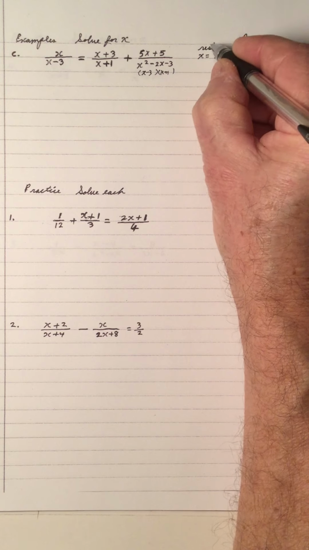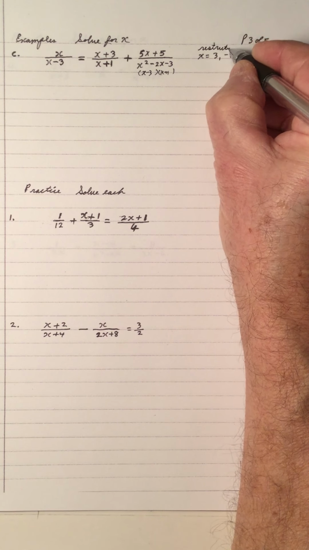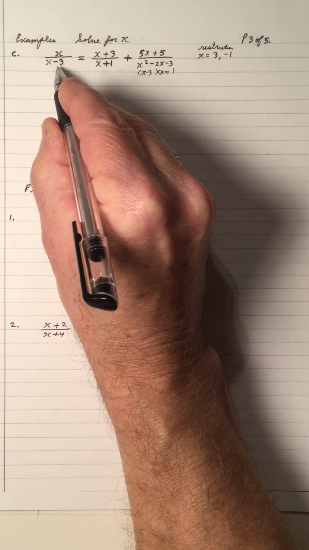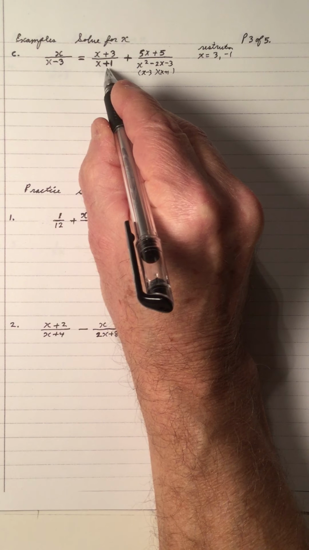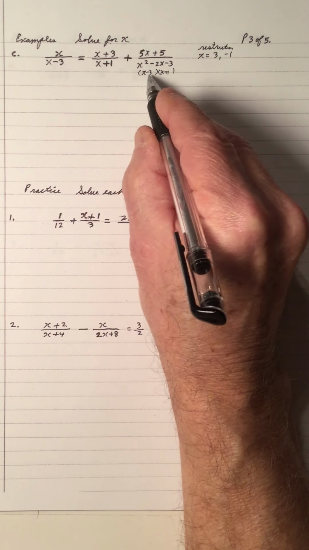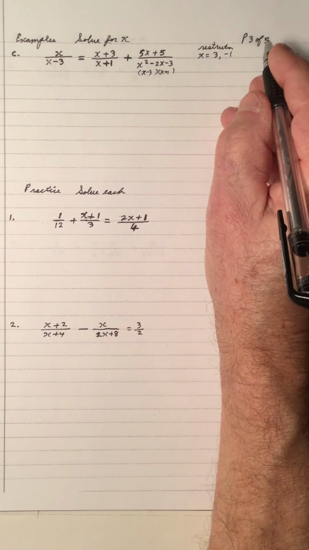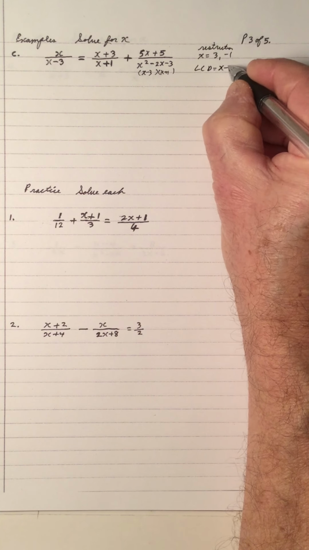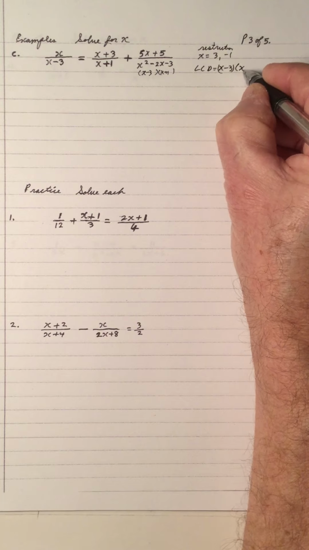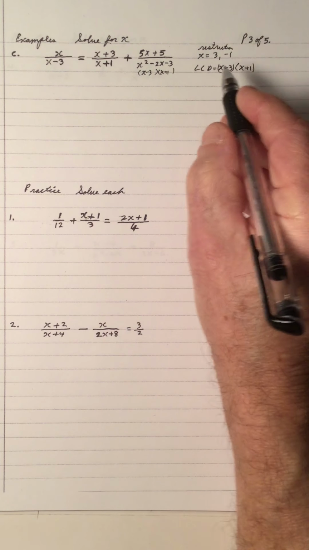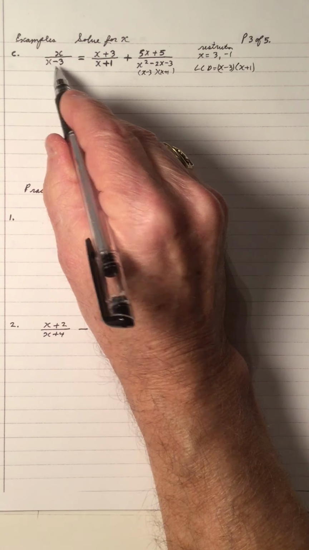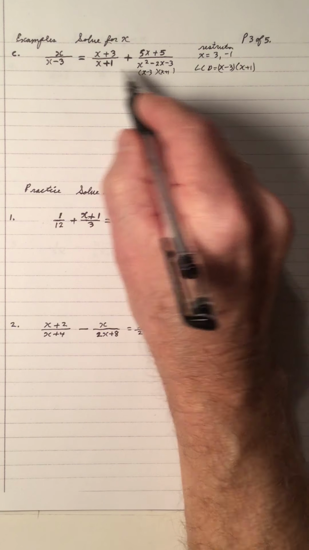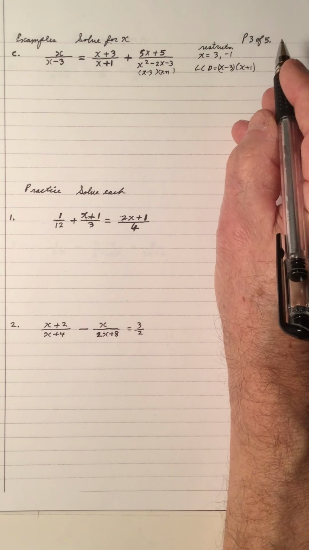So that's, I'm going to write that, that's the restrictions. X equals 3 is the restriction, x equals -1 is a restriction. Since these two are the same, we got a restriction. Now the LCD is x minus 3 times x plus 1. The LCD has to be these two, and since this is factored the same as these two, that's the LCD.